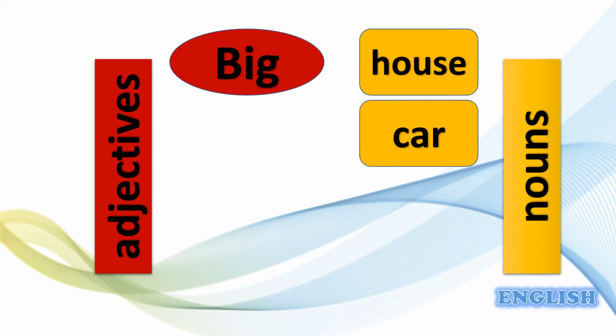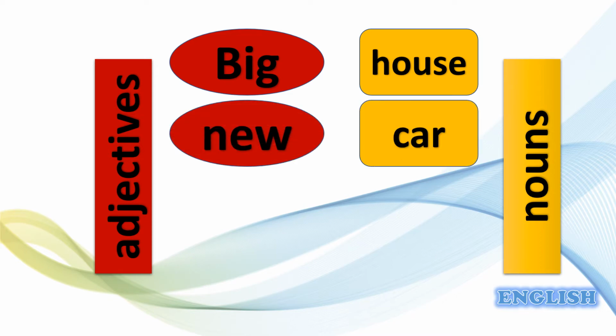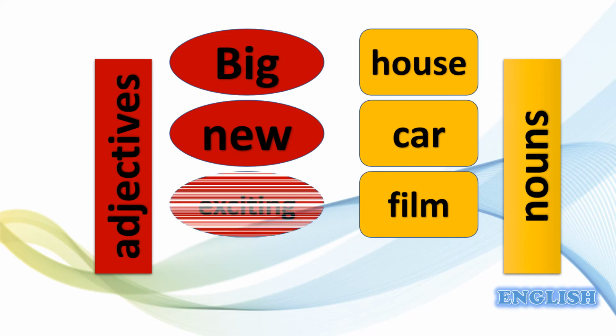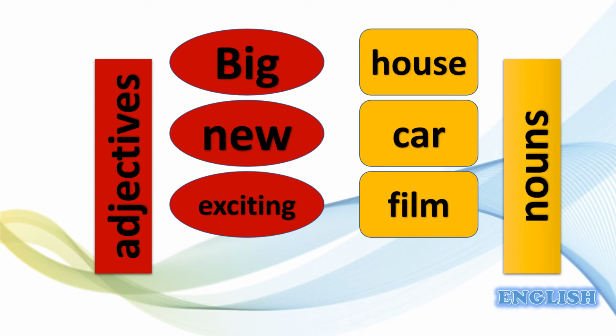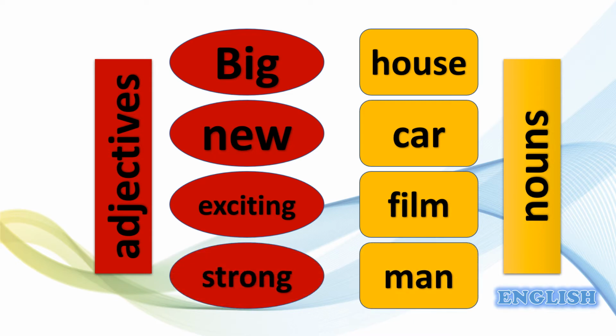Another example, car, new. We describe the car by saying a new car. Film, exciting. We describe the film by saying an exciting film. And finally, we have the word man, strong. We say a strong man.